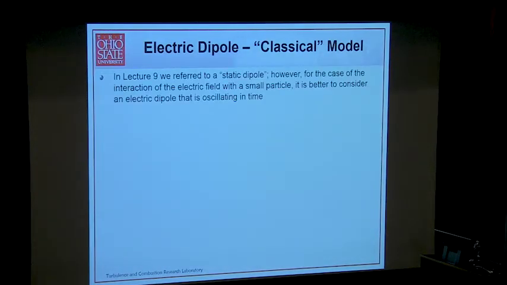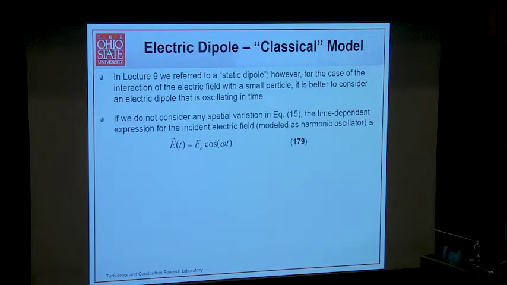Okay. In lecture 9, we referred to a static dipole, but what we want to consider is the case of the interaction of an electric field with a small particle. So since the electric field is oscillating in time, we're going to consider an electric dipole that's oscillating in time. All right, so now let's start building our formalism. Let's say that there's no spatial variation in the electric field. Let's just, for right now, consider just a single point, okay?